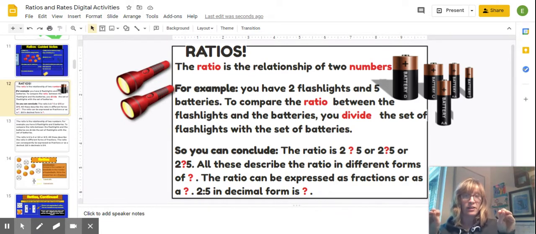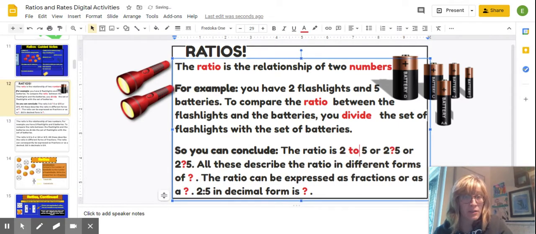Flashlights to batteries. So what we're going to conclude here is that the ratio of flashlights to batteries is, and we're getting away with no labels, we're just saying the ratio is 2 to 5. We're getting away with no labels because we've already described that it's flashlights to batteries.